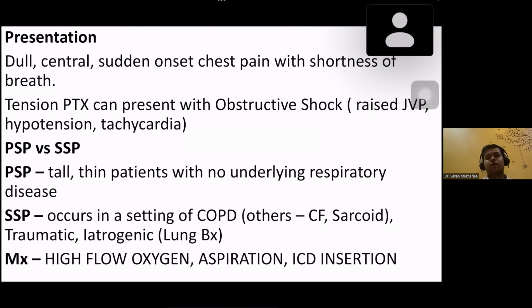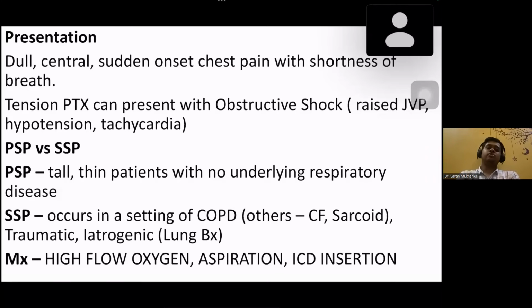Generally, the patient will come to you. There are two forms, right? The tension pneumothorax and non-tension. The first line is generally for non-tension pneumothorax, a dull central sudden onset chest pain with shortness of breath. That is the non-tension variant. And if on top of this, there are features of obstructive shock like hypotension, tachycardia, raised blood pressure, raised JVP, then you should suspect tension pneumothorax.